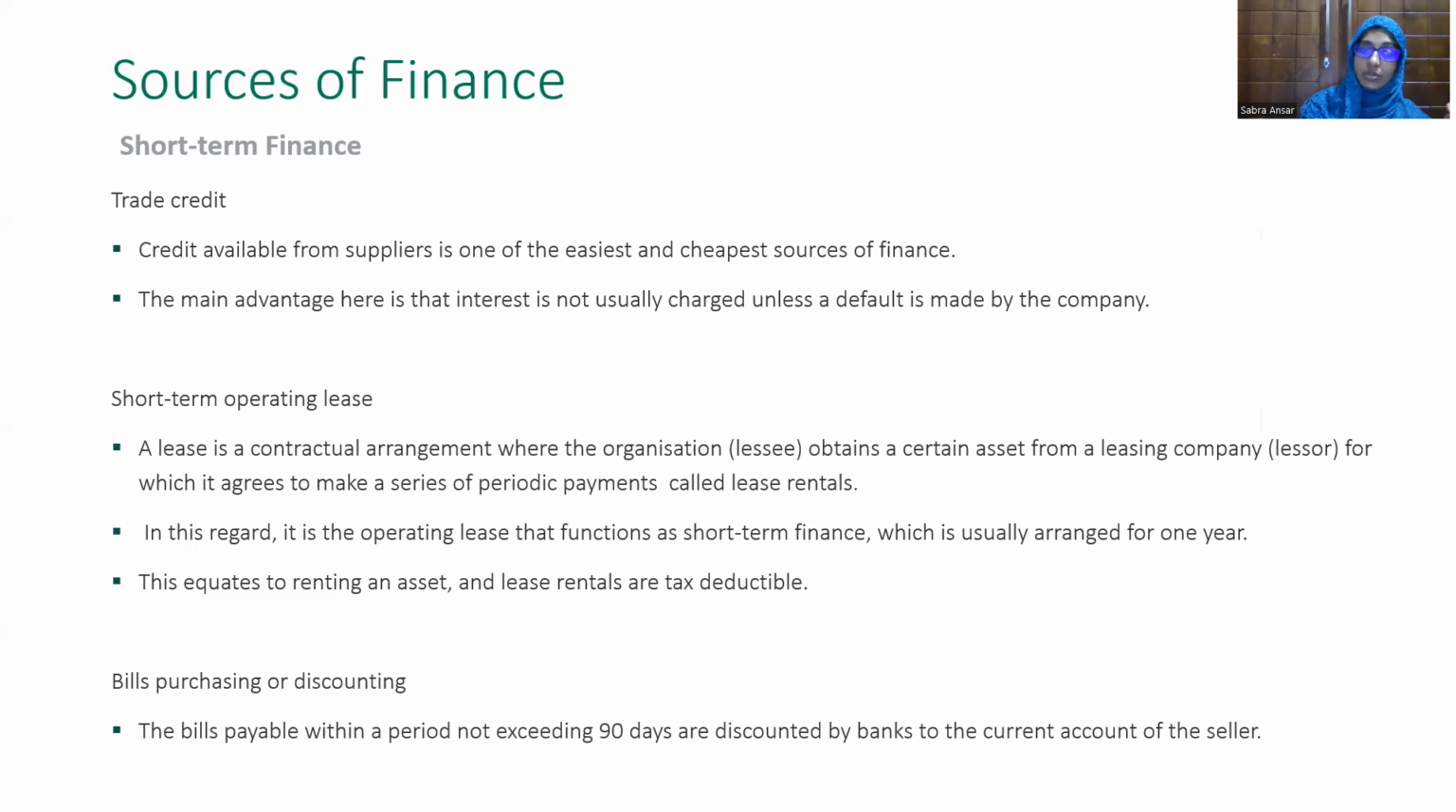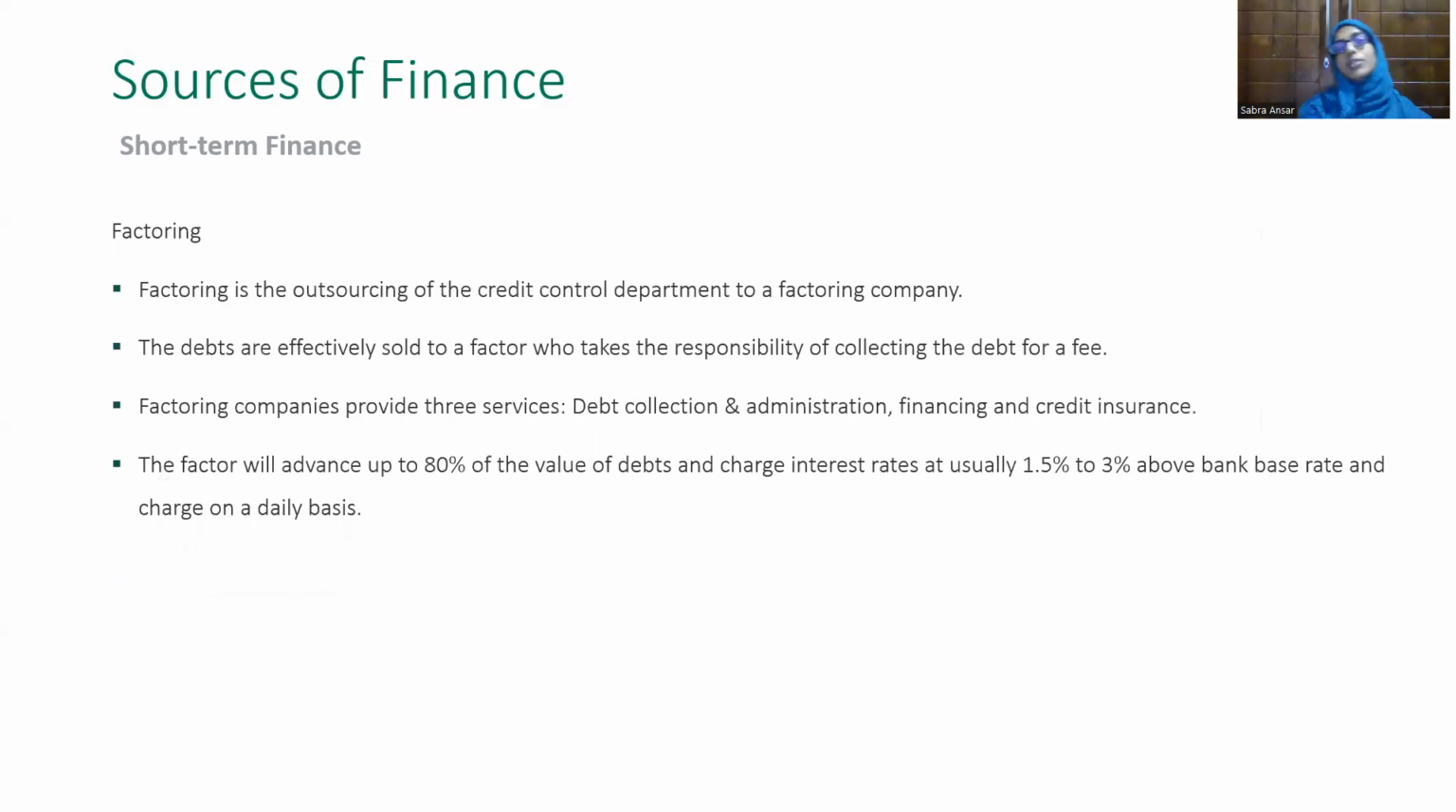Bill purchasing, or discounting bills, applies to bills payable within a period of less than 90 days, which are discounted here. Another way is factoring. This is basically outsourcing the credit control department to a factoring company, and the debts are effectively sold to a factor who takes responsibility for collecting the debt. Factoring companies generally provide three services: debt collection, administration, and also financing and credit insurance.